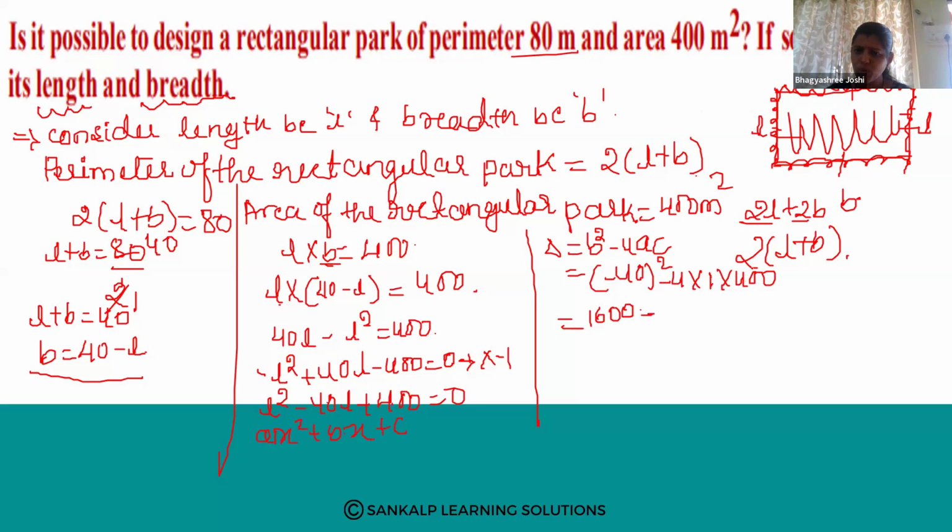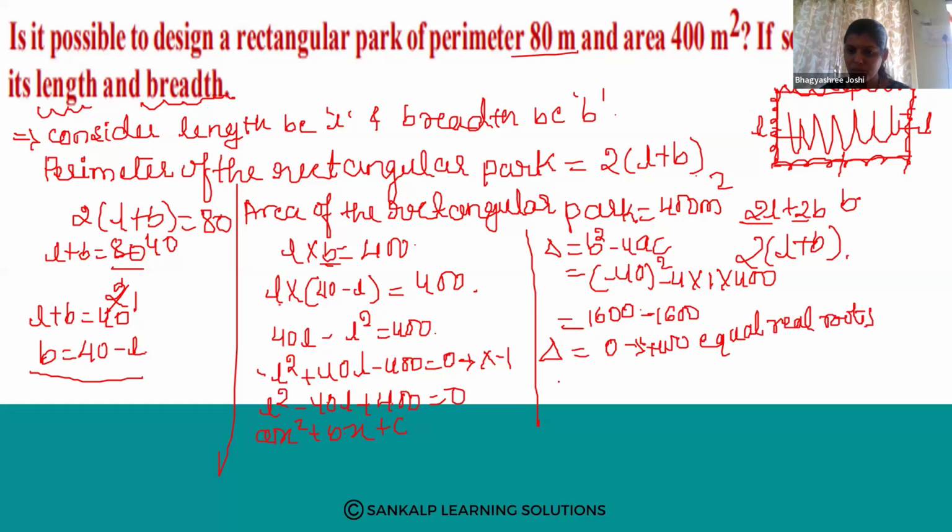Minus 400 into 4, that is minus 1600 into 1 is 1600. That means what will I get? 0. So 16 minus 16 is 0. So 0 is the value of delta. Here delta is equal to 0, that means here I will have two equal real roots. So if delta is equal to 0, two equal real roots are there, then find out the roots.